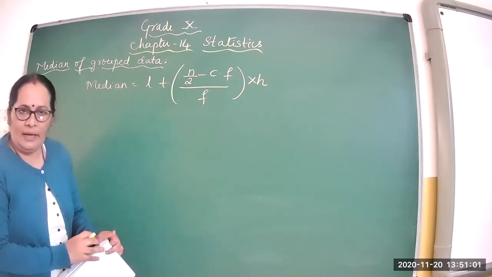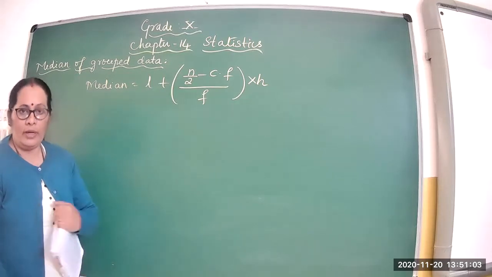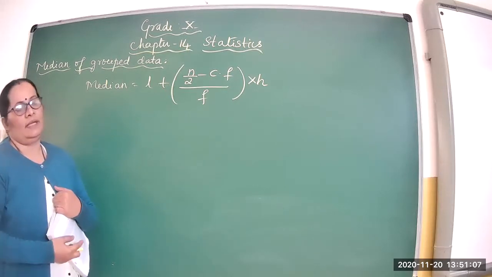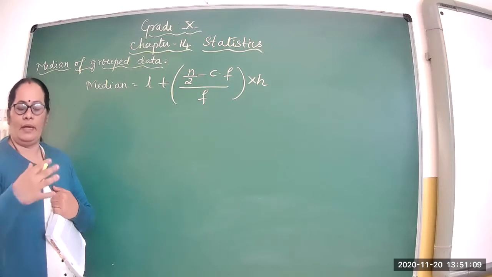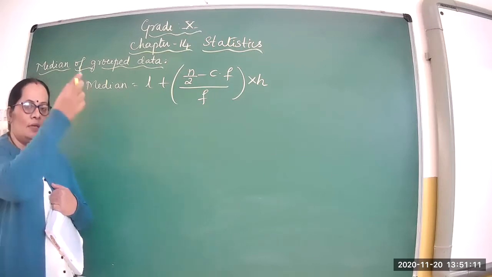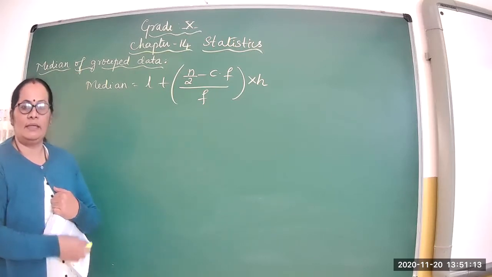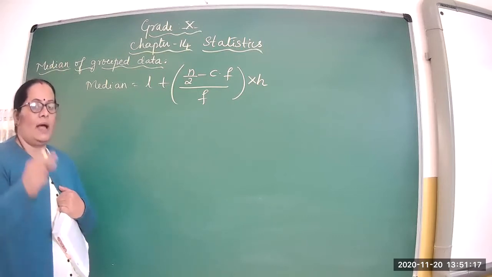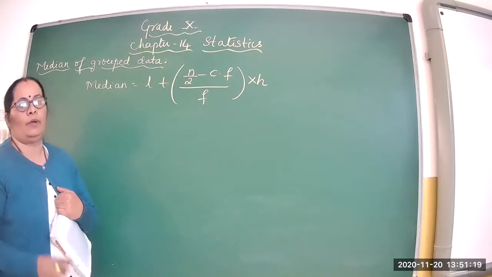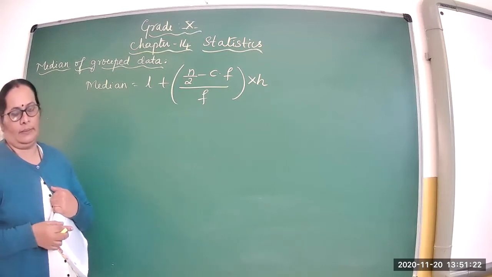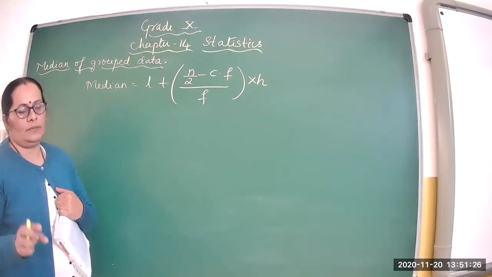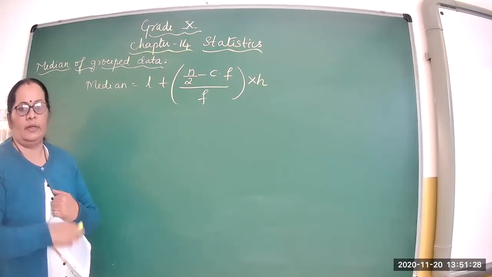Once again, we will repeat the steps to be followed. First one, draw the cumulative frequency table, where you have to draw three columns. First column is for class intervals. Second column is for respective frequencies. And the third column is for cumulative frequencies. Then you need to find the cumulative frequencies for each class.